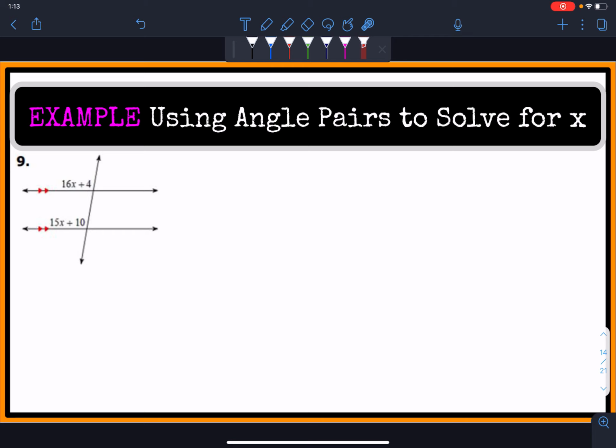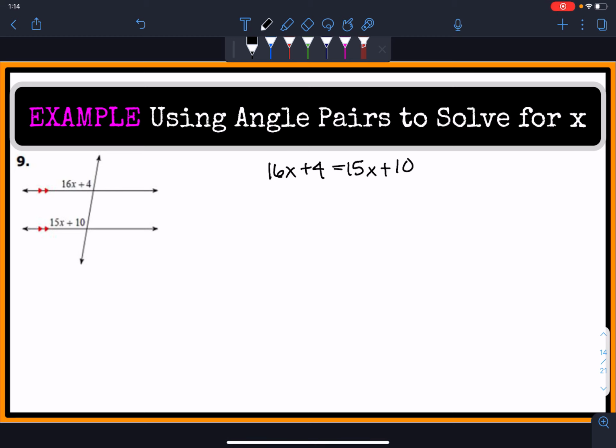Now here, in order to decide whether they're congruent or supplementary, look at the angles. If they're both the same type of angle, both obtuse or both acute, they're equal to each other. But if one of them is acute and the other is obtuse, then they're going to be supplementary. So here, this angle is obtuse, and this angle is also obtuse, so they are equal to each other. So 16x plus 4 is equal to 15x plus 10, sorry, that's a 10.